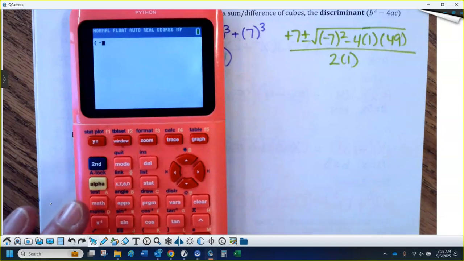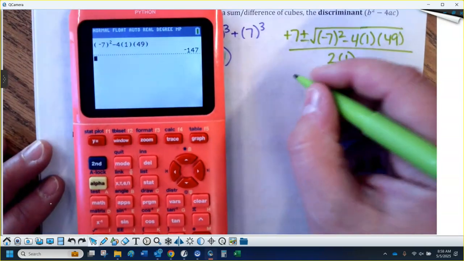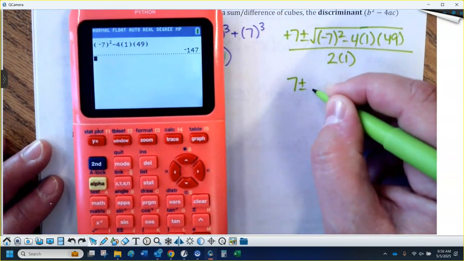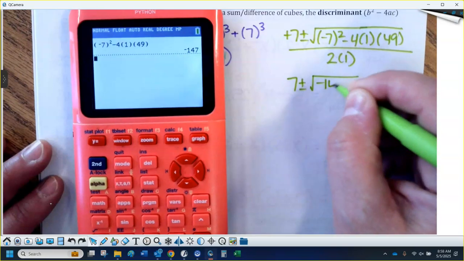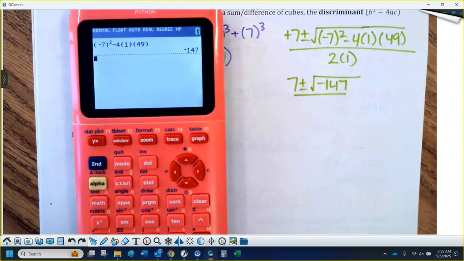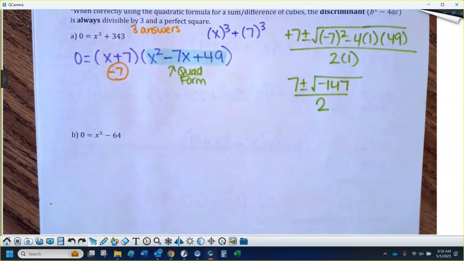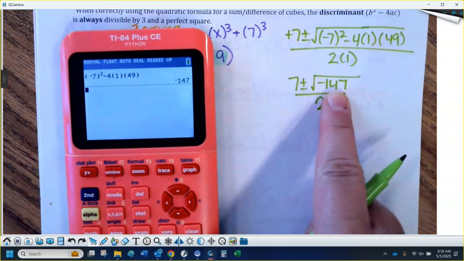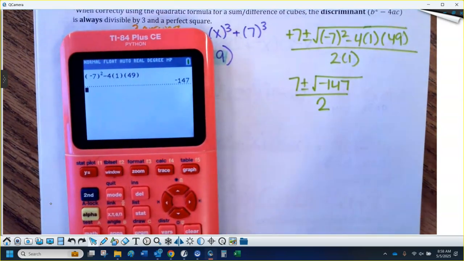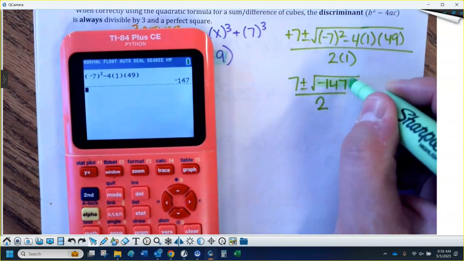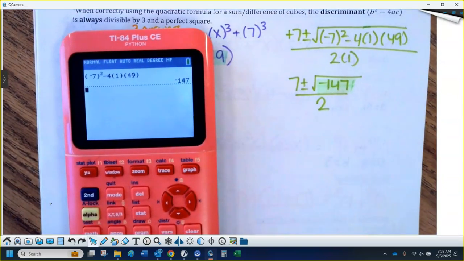So if I just do my negative 7 squared, I'm just doing under the square root, 4 times 1 times 49, you're going to get 7 plus or minus the square root of negative 147, and the negative is why I'm telling you guys it's going to be imaginary, because that's how these set up every single time. The other 2 answers are imaginary. Okay, I promise, whatever is under that square root is divisible by 3 and a perfect square. It says that up in the directions above.